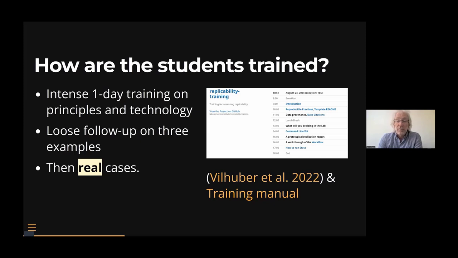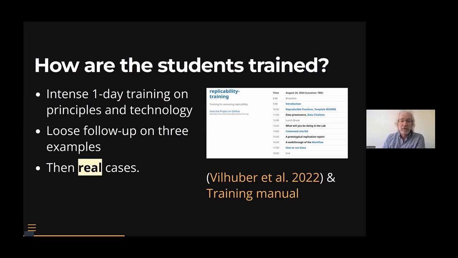As you can see from our August agenda, this sort of stretches out for about 8 or 9 hours of lectures and work. And then they follow up with 3 examples that they will do, depending on when we do this kind of training, embedded over the course of the next 2 or 3 weeks while they do their regular classes. And then they're moved on to real cases where they gain even more experience doing these kinds of things.